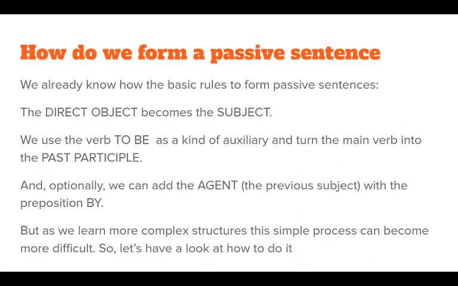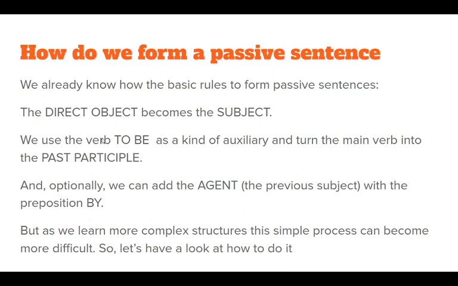And how do we form a passive sentence? So we already know the basic rules. They are in fact quite similar in Spanish, and they are very simple. First, we have to invert the elements in the order of the sentence. So the direct object becomes the subject.